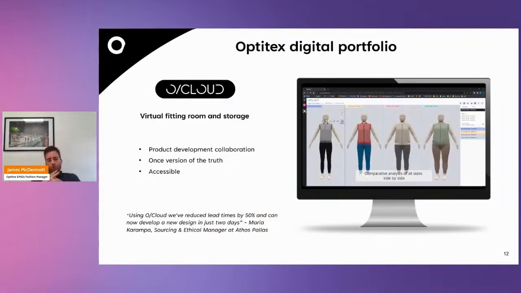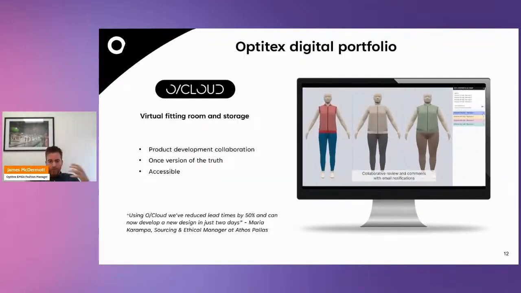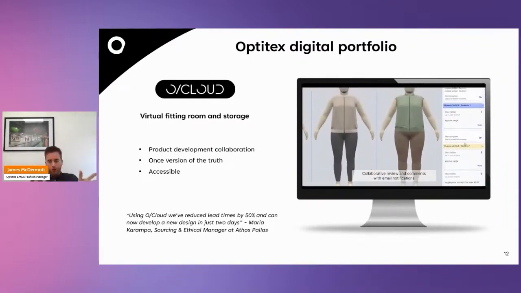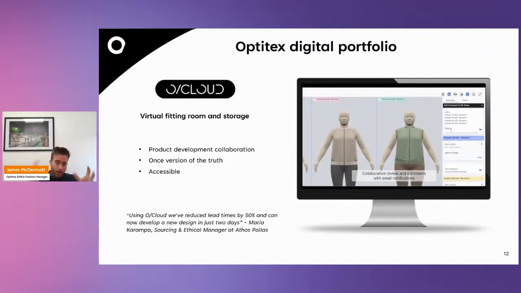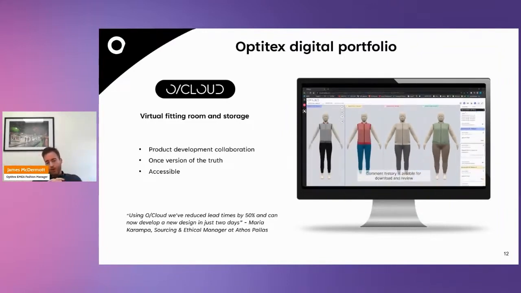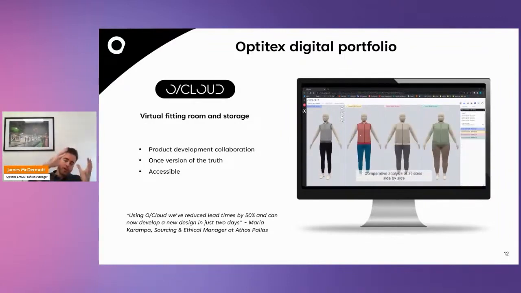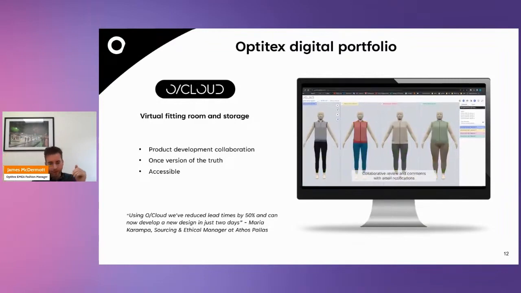So next up is OCloud. OCloud is our virtual fitting room and storage facility where all the data from PDS can be imported into one space, and for each garment it creates a virtual fitting room. So now all your internal and external stakeholders can come on, review the product, and make the revisions the same way they would in any real life fit session. And this really is the tool that allows you to spread the value of 3D, breaking it out of just the technical team and spreading it across the entire product development process.